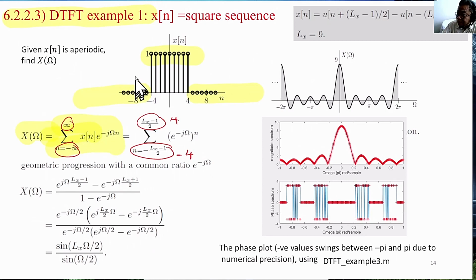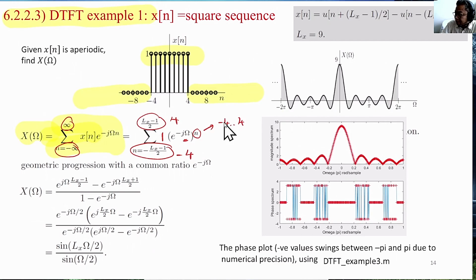The values of x[n] are all 1, so we actually remove it from this equation, and the only interesting thing is that X(omega) is a summation of these 9 values of e^(-j omega n), where n will go from -4 to 4 in this example, and then we have to substitute different real values of omega.